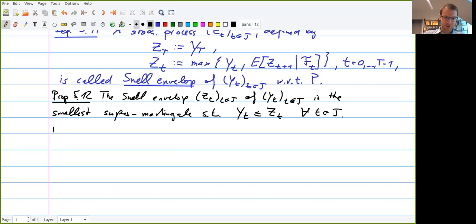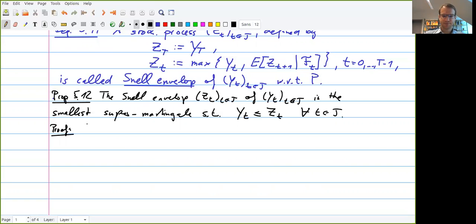Okay, so let's prove this. What do we have to do? We have to prove several properties. We have to show that it's a supermartingale, we have to show that it dominates y, and we have to show that it's the smallest one.